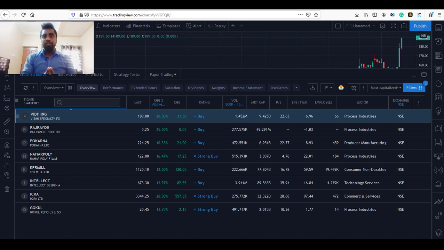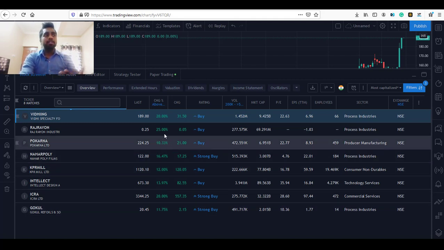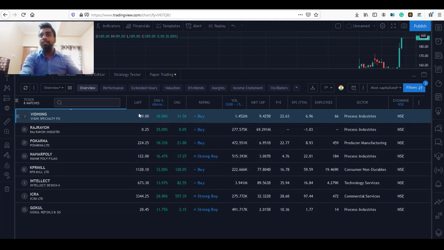So after adding the filters, you can see I got my 8 stocks. And not only these filters, using any of these tabs, you are able to filter the stocks. You can pick any stock based on your strategy. So I'm not using any strategy.